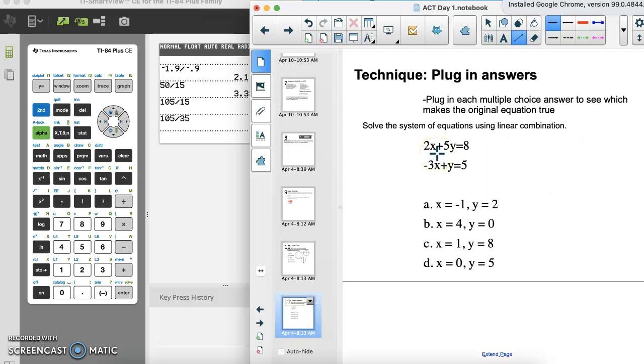If you forget how to solve something or you're getting anxious, maybe save that one for last, and then take the time to plug in every single answer and just see which one comes out true. Especially if you forget how to solve something, this is a great option since it is all multiple choice.